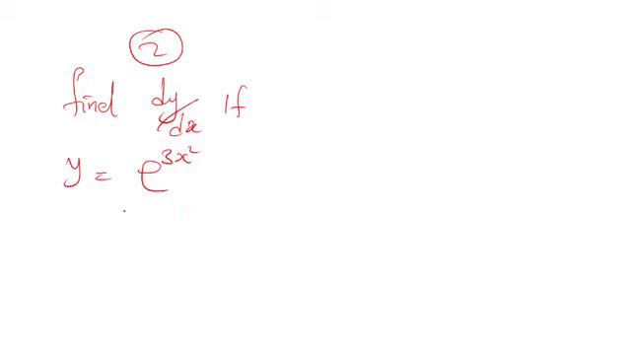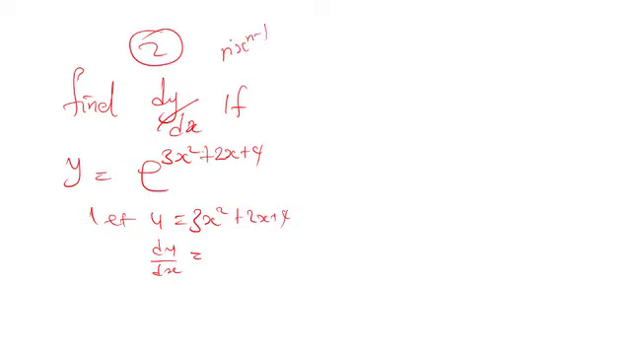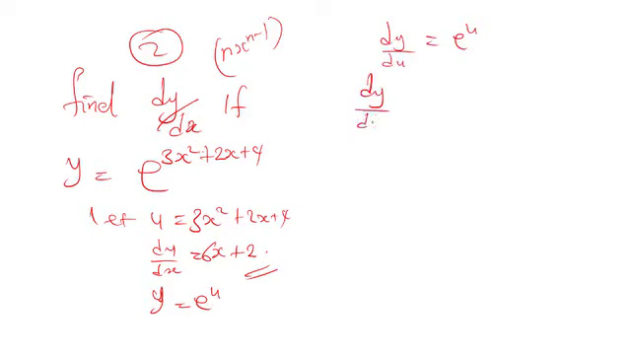Correct. Now remember the rule. We now say let u equal 3x squared plus 2x plus 4, so that our du dx will now be, remember our normal law, nx^(n-1). This is what we are applying here. So du dx will be 6x plus 2, while our y, remember we've converted the whole of this to u, becomes e raised to power u. So we now have dy du to be e^u, because it's still the same thing, exponential doesn't change.